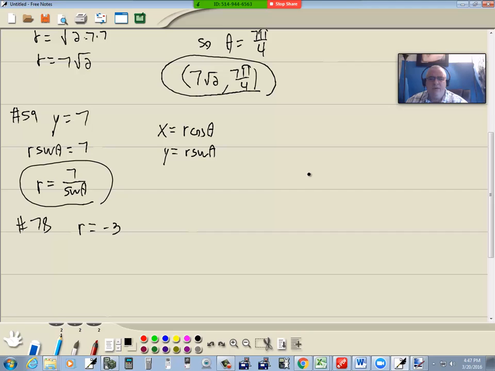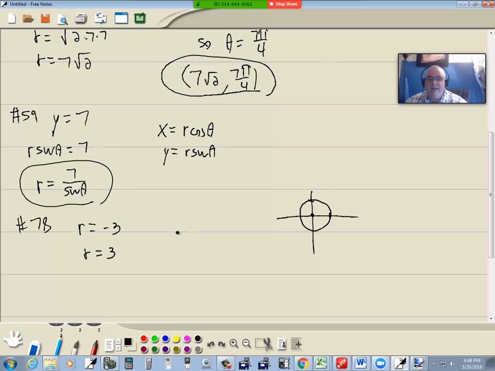Now, r is equal to negative 3. If we think what that graph looks like, negative 3, here's my middle. Negative 3 doesn't say anything about the angle, does it? Which means negative 3 from this angle over here would be right here. From down here, negative 3 would be up here. So it's actually a circle. And whether you have a negative 3 or a positive 3 gives you the same graph.